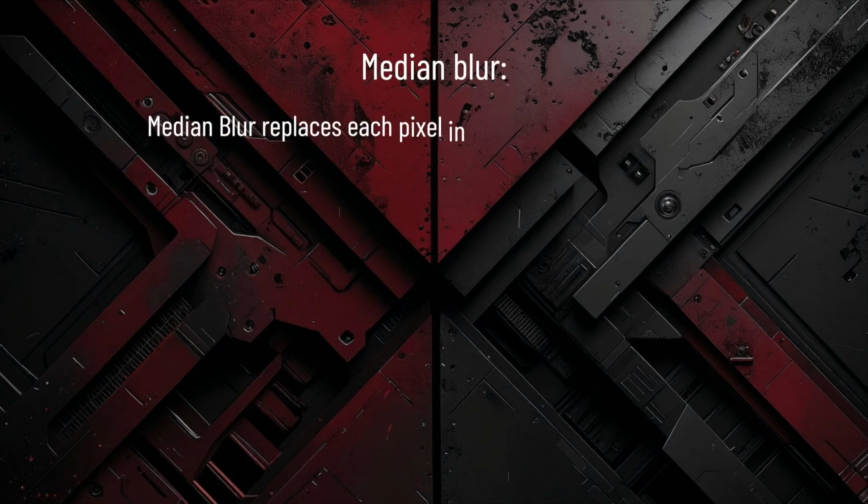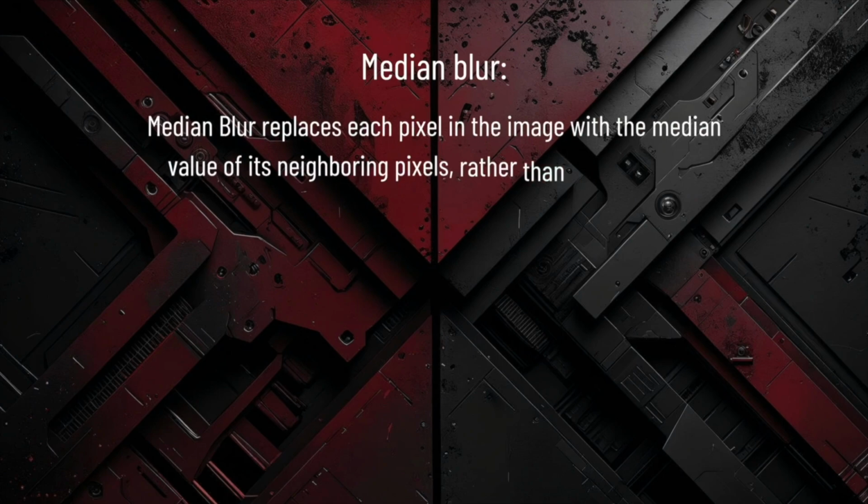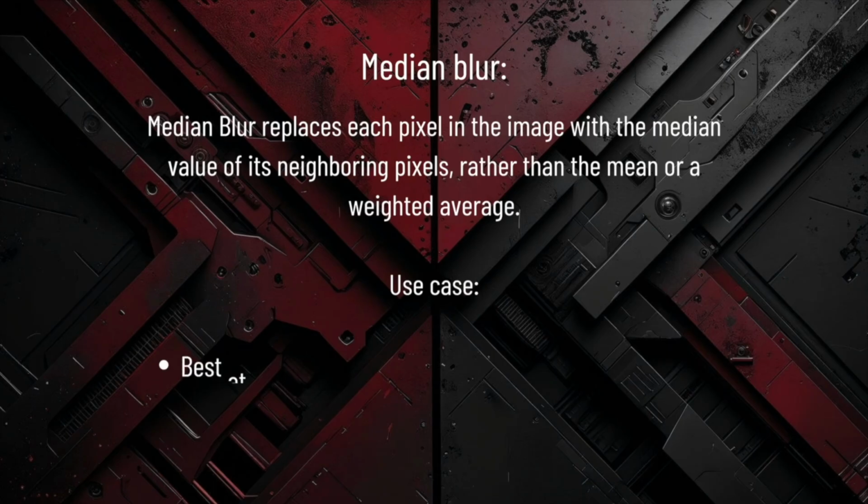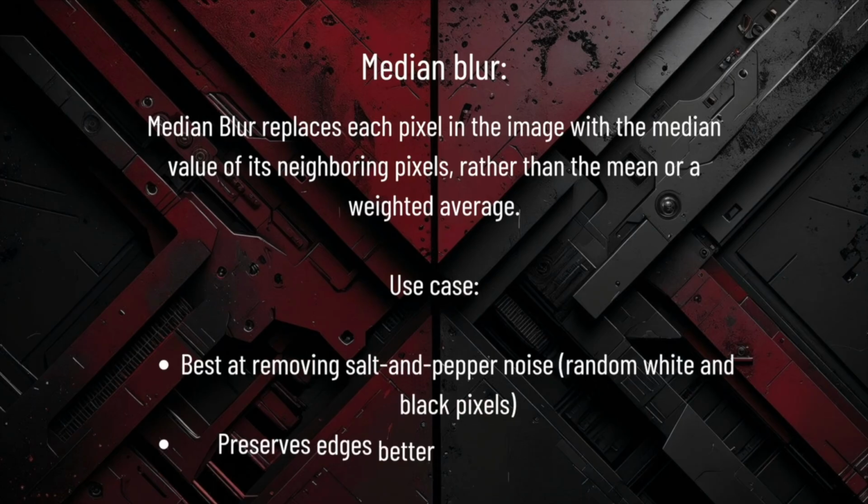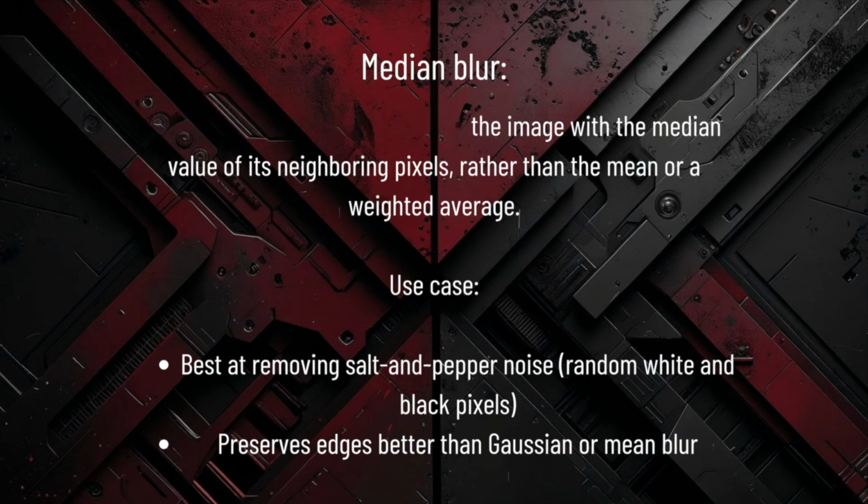So median blur is very similar to Gaussian blur, but the only difference is that here we replace the pixel value with the median rather than the average, or weighted average, which we are using in Gaussian blur.